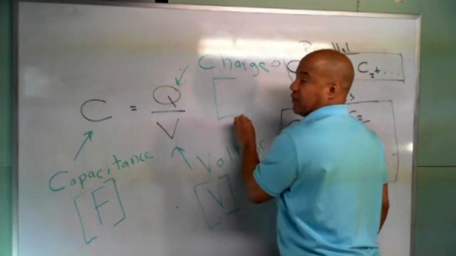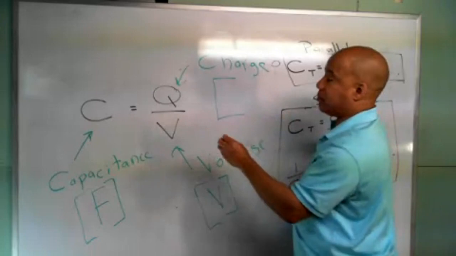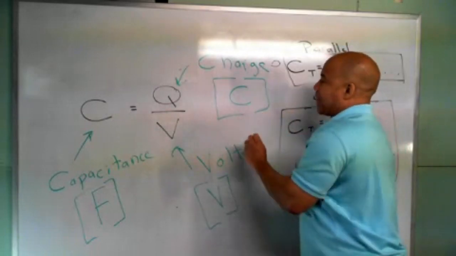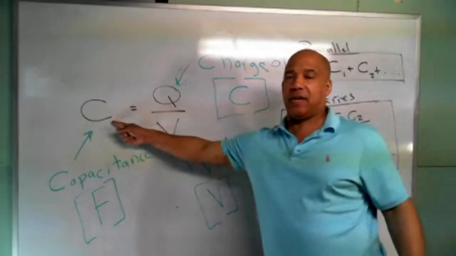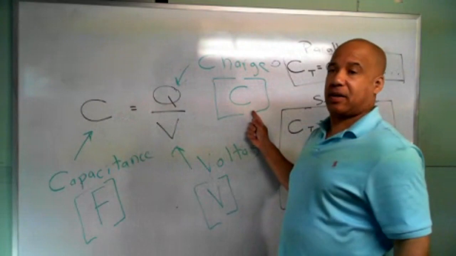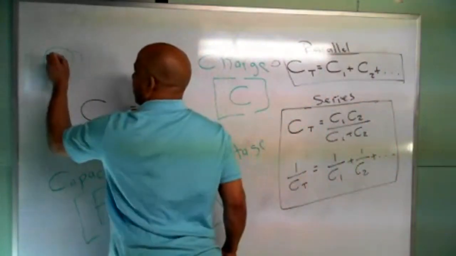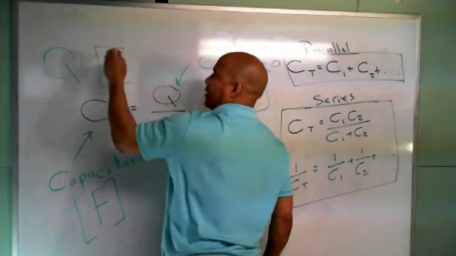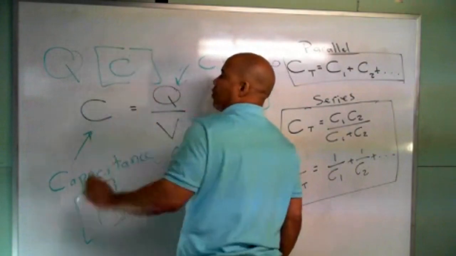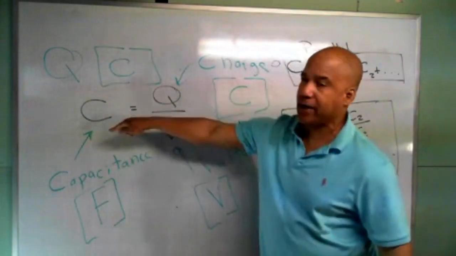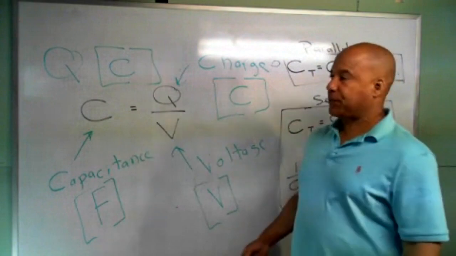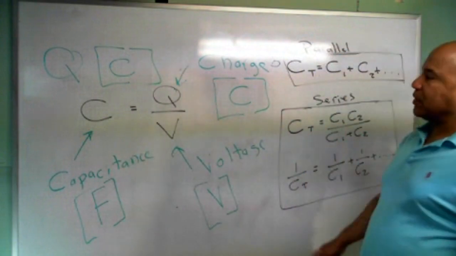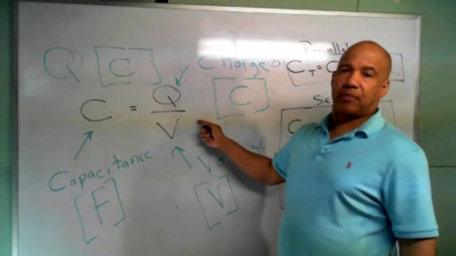And the unit for charge, if you forgot, is the coulomb, a capital C. Now don't confuse this C with this C. So Q has units, the brackets mean units of coulombs. But if that C is written before the equal sign, then that's capacitance. So this is the one we'll use to solve problems.